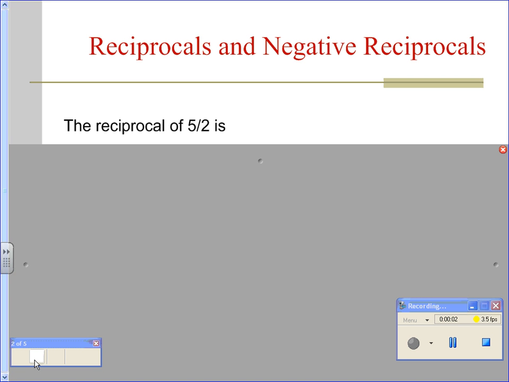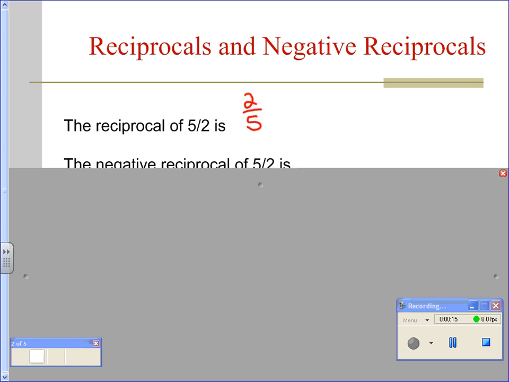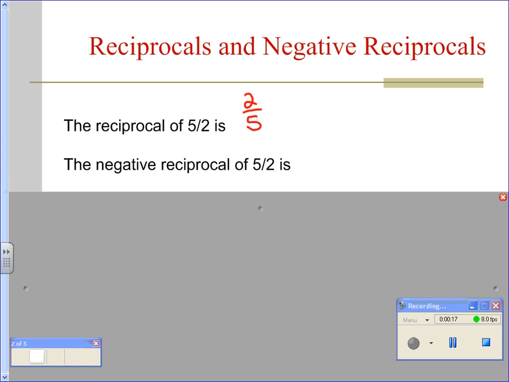All right. So the reciprocal of 5/2 is what? 2/5. Y'all have heard of reciprocal, right? You take it and you flip it. What would be the negative reciprocal of 5/2? Y'all heard of this?